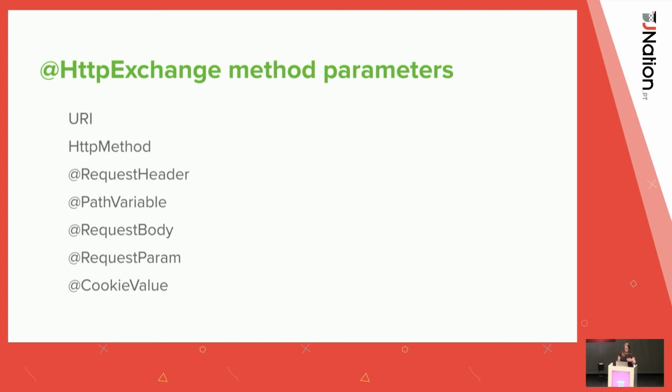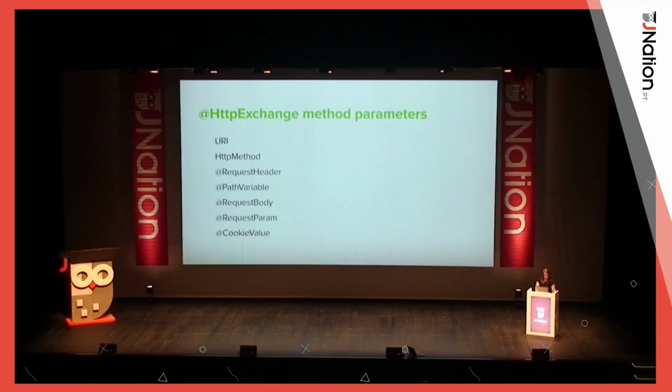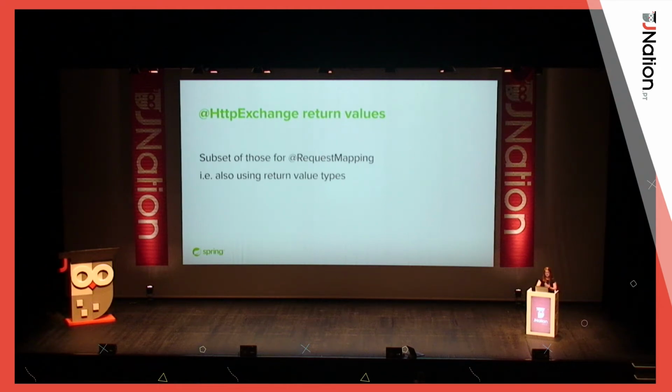And when it comes to request body, you can have objects, but you can also have reactive types, so Mono or Flux will work. For request param, when we have a form encoded, we will create a body out of it, and otherwise we will just add segments to our URI. We also provide cookie value, and there is also a plan to support multipart for now. And similarly with return values, a subset of the return values that we can expect for request mapping, we will be supporting for HTTP exchange.